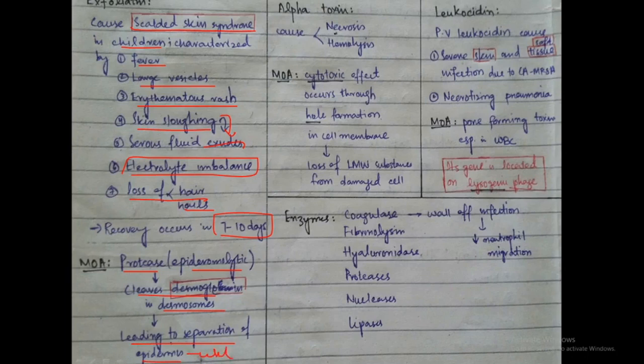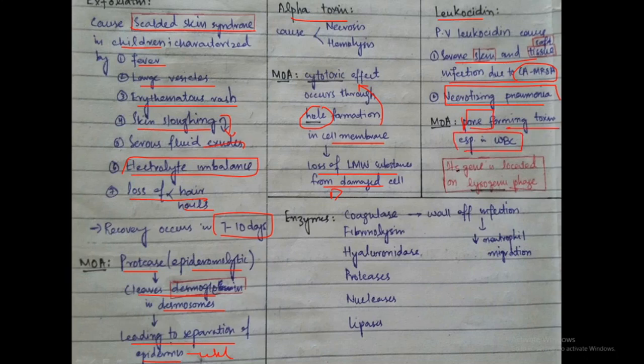Fourth one is the alpha toxin, which causes necrosis and hemolysis. The mechanism is that it forms holes in the cell membrane and acts as a cytotoxin, which causes loss of low molecular weight substances from damaged cells and thus death. Next is the leukocidin, which causes severe skin and soft tissue infection due to community-acquired methicillin-resistant Staphylococcus aureus. It also causes necrotizing pneumonia. The mechanism is the same. It forms pores through the toxin, especially in WBCs.